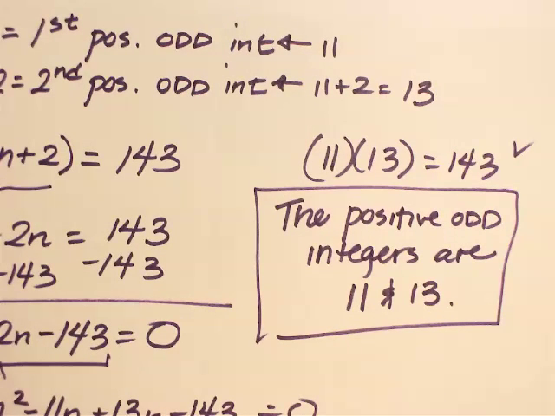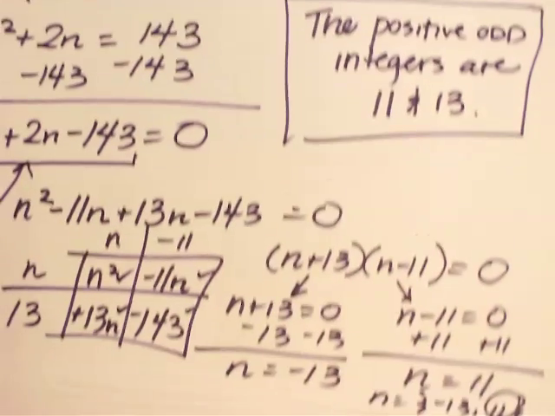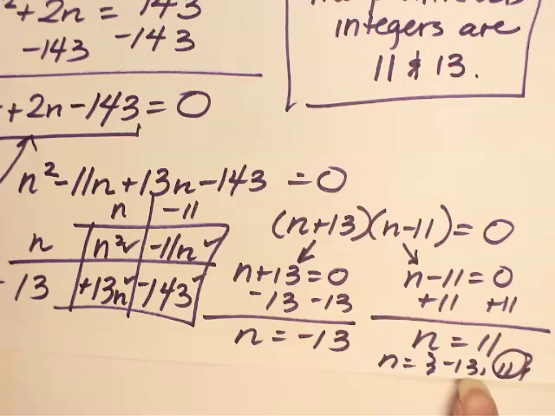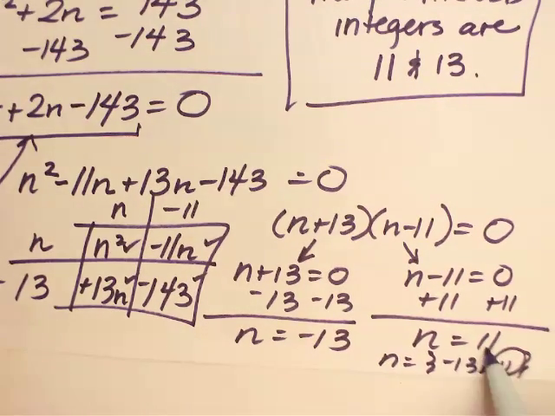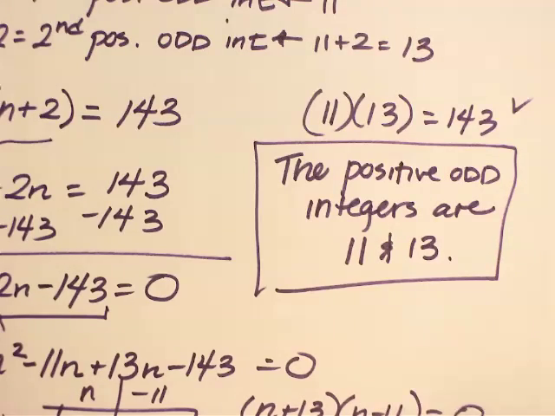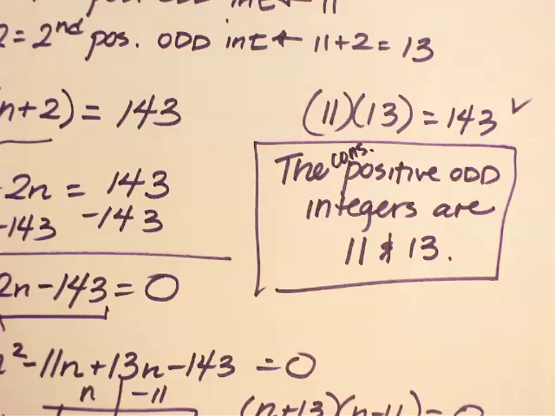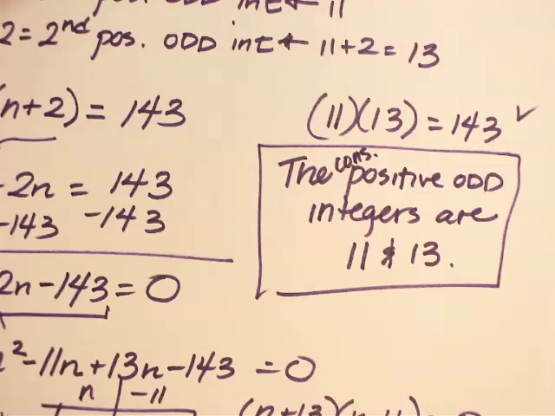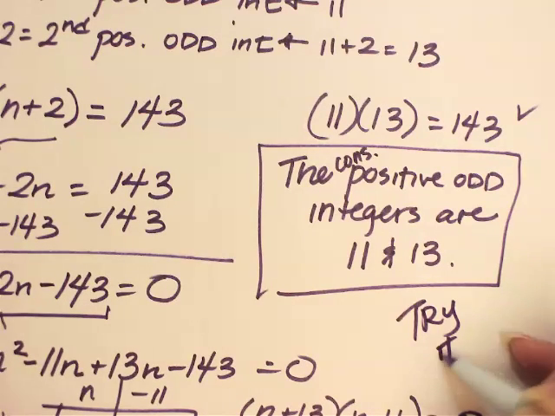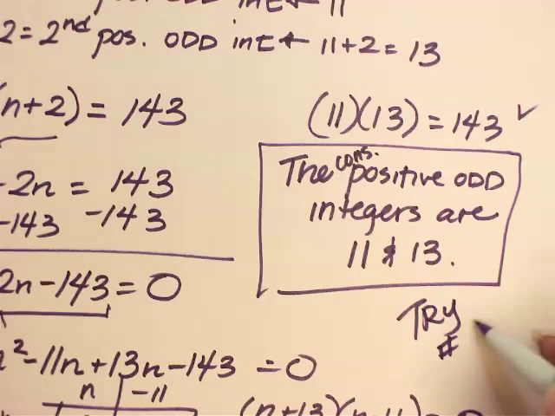Now, the negative 13 answer that I have at the bottom here will not work because it didn't ask for negatives. So I'm going to throw that out. Okay, so this would be my answer. The positive odd integers, or consecutive positive odd integers, are 11 and 13. Okay, so I have one for you to try at this time. On your worksheet, go ahead and try problem number 5.